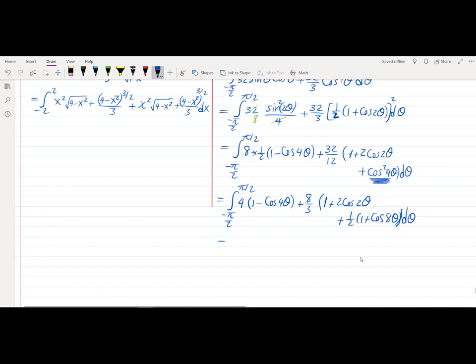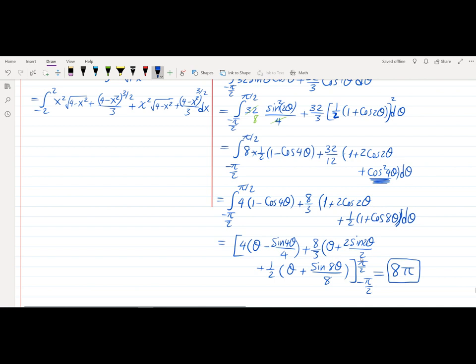And you can integrate it easily to be 4 times theta minus sine 4 theta over 4 plus 8 over 3, integration of 1 will be theta, not x, plus 2 sine 2 theta over 2 plus half times theta plus sine 8 theta over 8. All of this will be evaluated from negative pi over 2 to pi over 2. Using your calculator, it will finally be 8 pi.